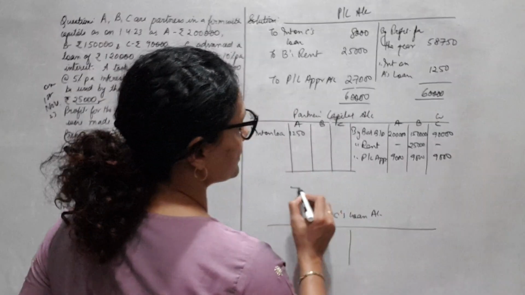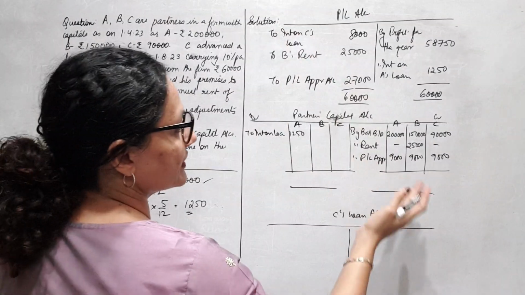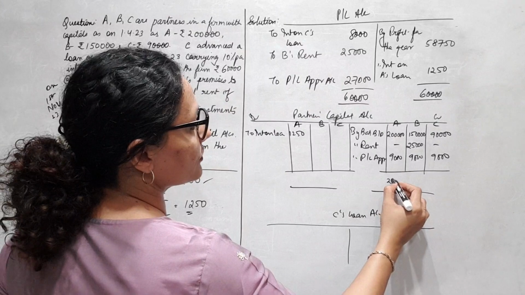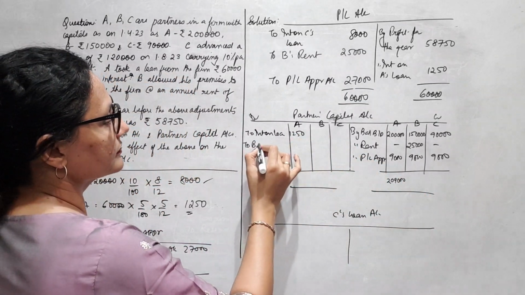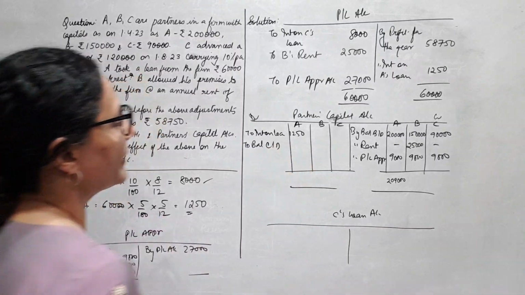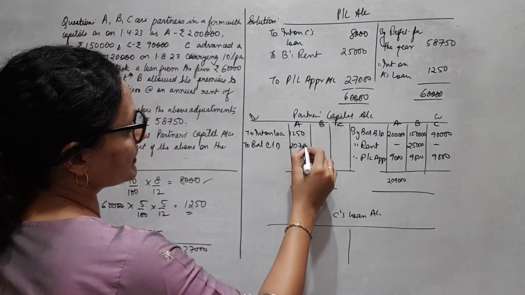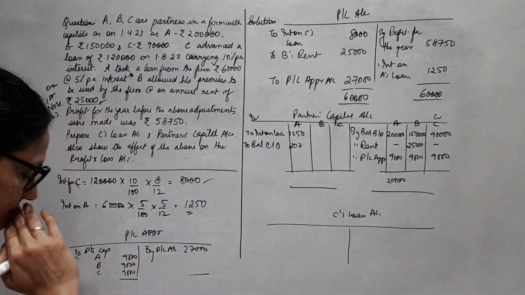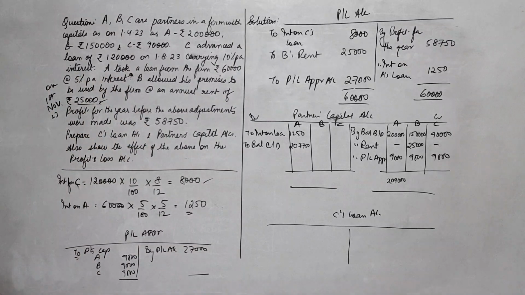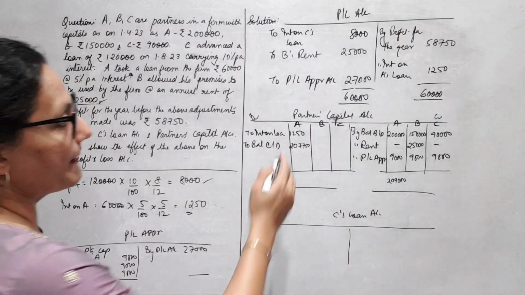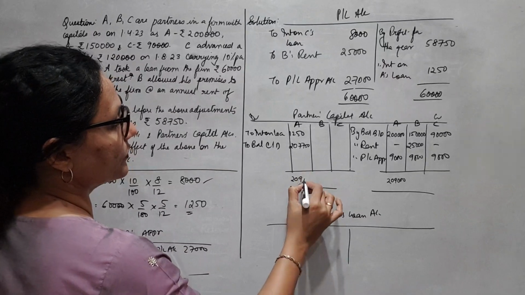Now we can close the partners capital account. How do we close? We total up both the sides. Here we are getting 2,09,000 for A minus 1,250. So the balance carried down will be 2,07,750. Okay, 2,09,000 minus 1,250.